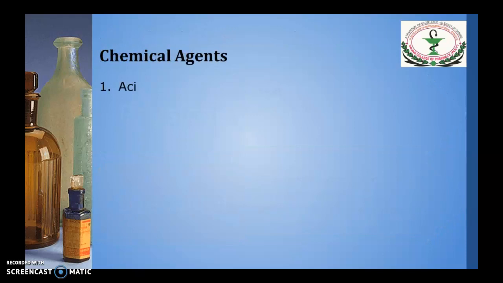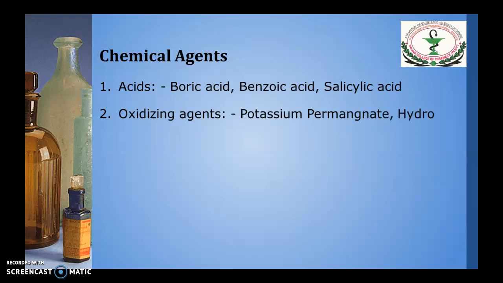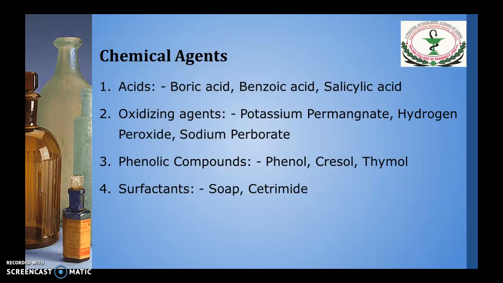Chemical classes of antiseptics. First is acids. Examples are boric acid, benzoic acid and salicylic acid. Second class is oxidizing agents. Examples are potassium permanganate, hydrogen peroxide, sodium perborate. Third class is phenolic compounds. Examples are phenol, cresol, thymol.